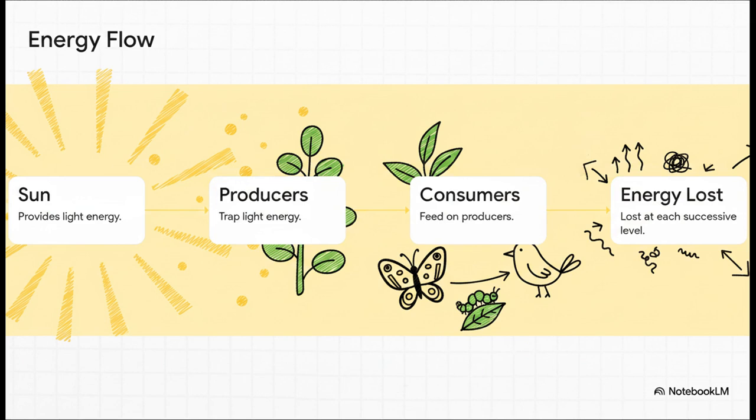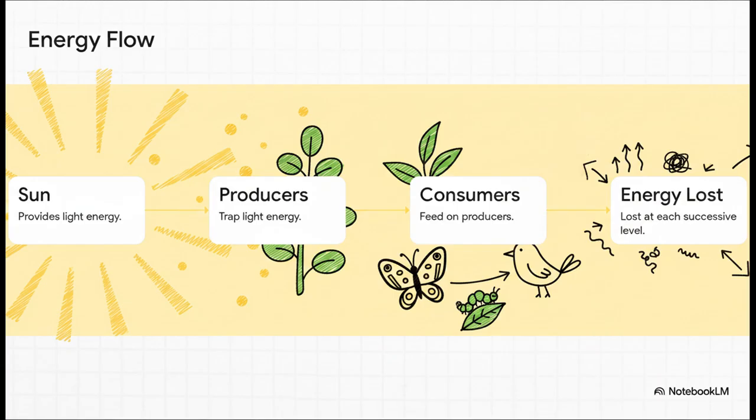The sun beams down light energy, which is then trapped by our producers, the plants, who turn it into chemical energy. After that, consumers, like our butterfly, feed on those producers. Then maybe a bird eats the butterfly, making it a secondary consumer. But here is the kicker, step 4. Energy is lost at every single level.